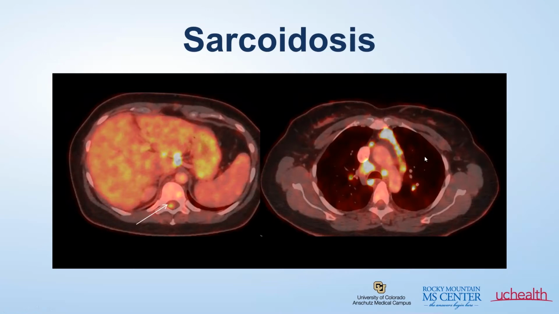And then in this picture here, these black areas are the lungs, and all these bright areas within the lungs are granulomas affecting both the lung and the lymph nodes surrounding the lung.